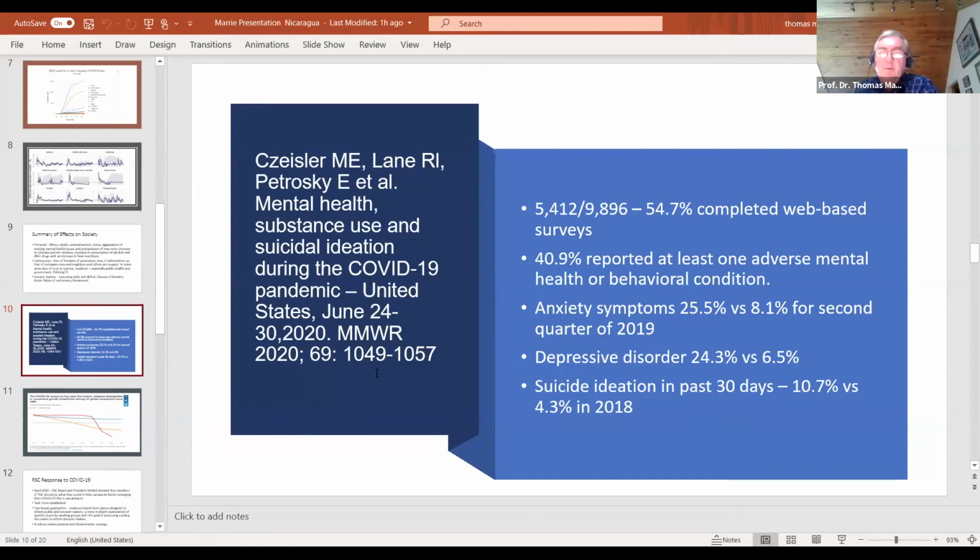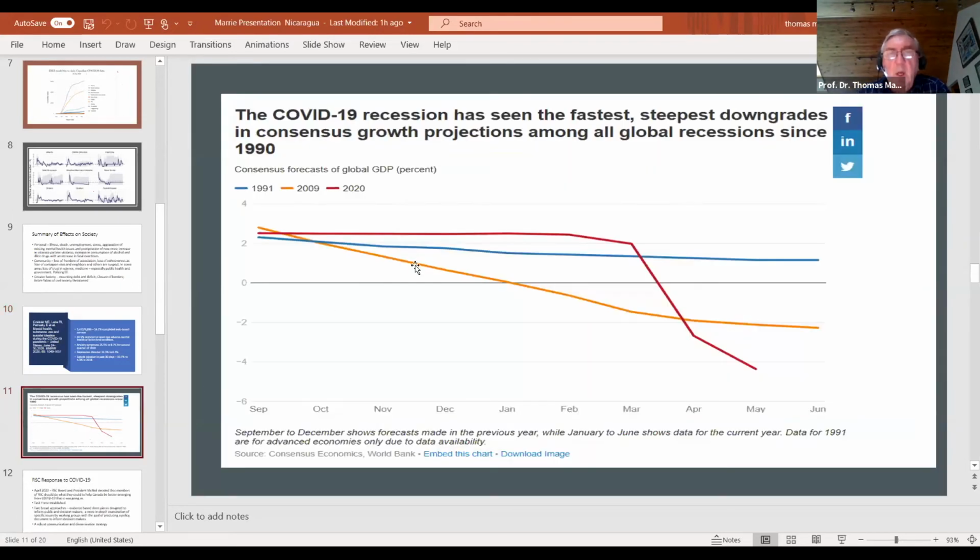Anxiety symptoms were experienced by a quarter of the entire population versus about 8% for the second quarter of 2019, where a comparison could be made. For depression, almost the same, 24% versus 6.5%. And suicidal ideation in the past 30 days was more than twice as high as it was in 2018. So pronounced effects on mental health. This is just one slide showing some of the effects on the global economy.